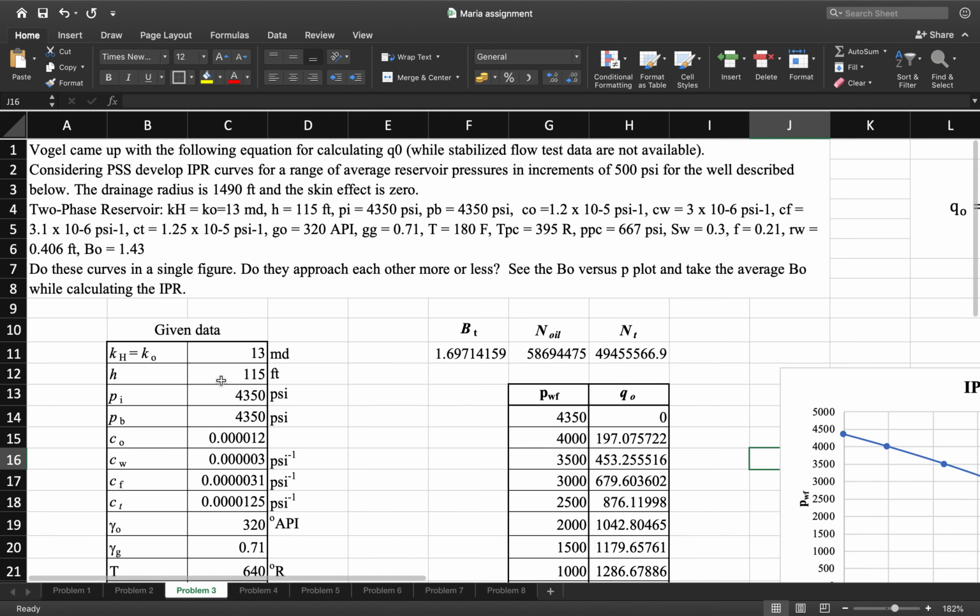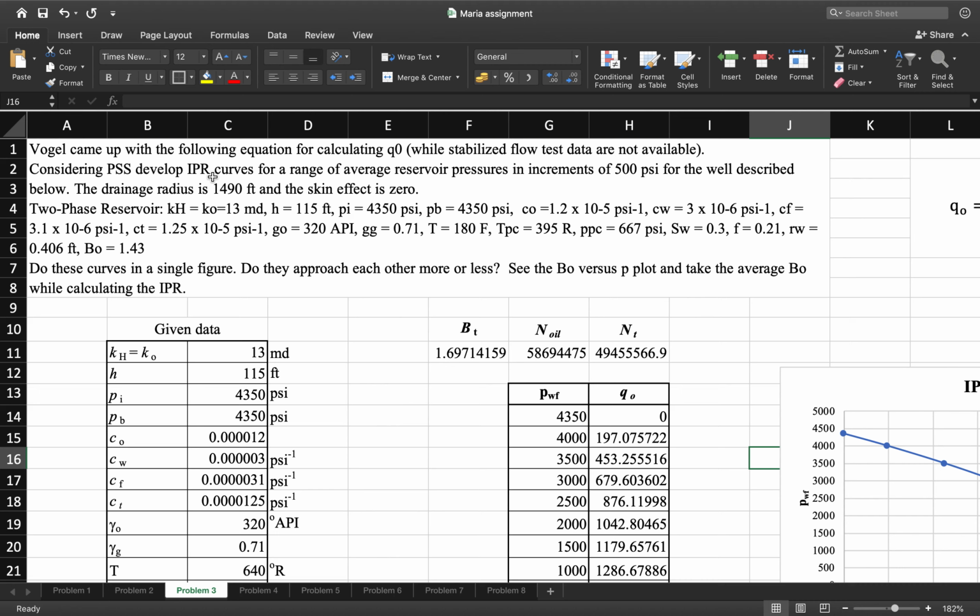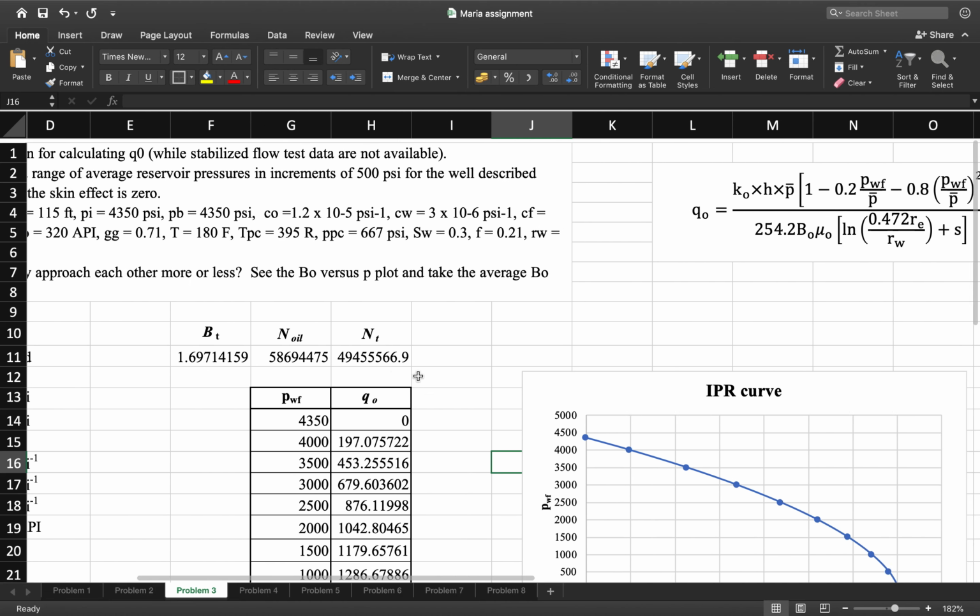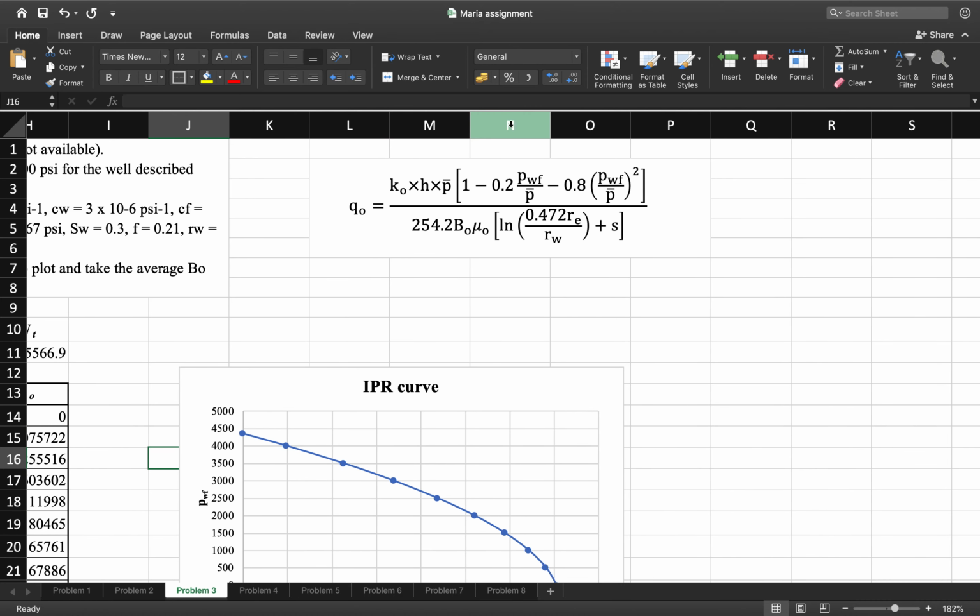Alright, so in problem 3, I already give you the given data in this table here with the permeability, the initial pressure, and the bubble point pressure. The question of this one is they want you to calculate the IPR curve and also the flow rate Q0. The first one, Q0, will be in this formula that Miss Maria already gave you in the question.